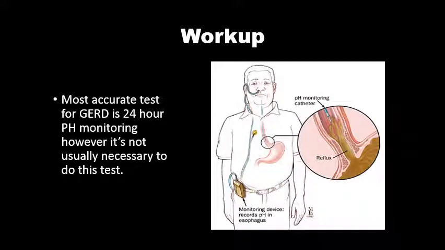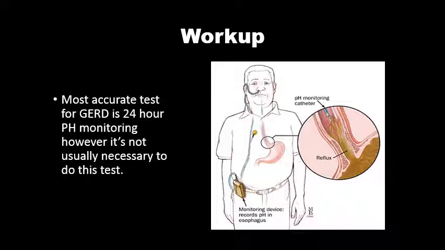So how do you diagnose GERD? The most accurate test for GERD is a 24-hour pH monitoring. However, it's not usually done because, as you can see from the picture, it's a very complicated test. You have an ambulatory monitoring device, which is attached to the patient's belt in the picture, and then there is a catheter attached to it, which passes through your nose and the nasopharynx and through the esophagus and reaches the lower esophageal sphincter and monitors the pH in that area.